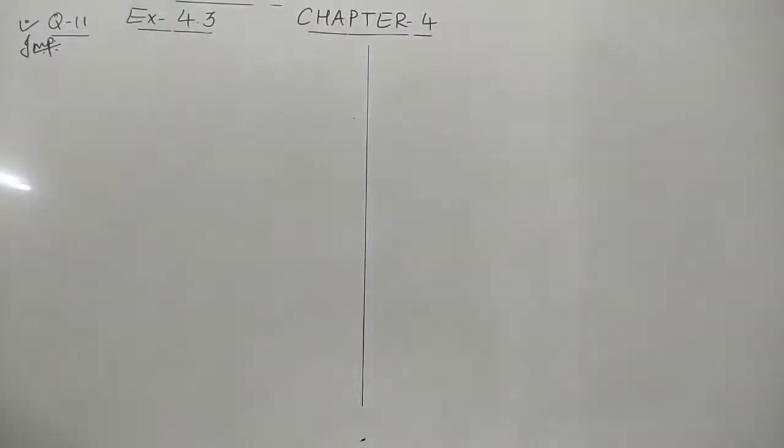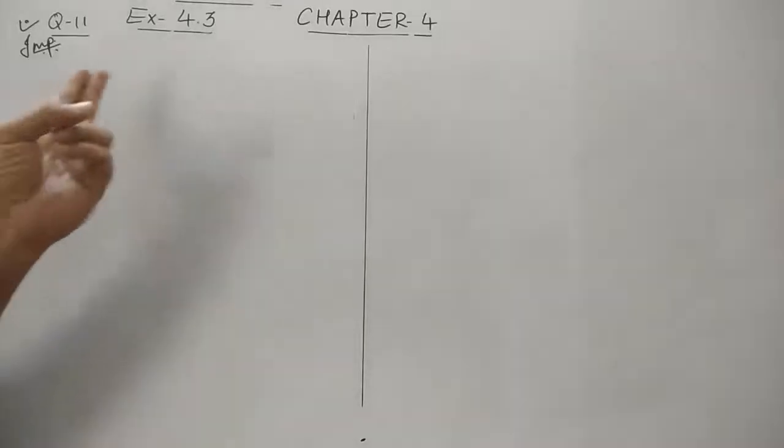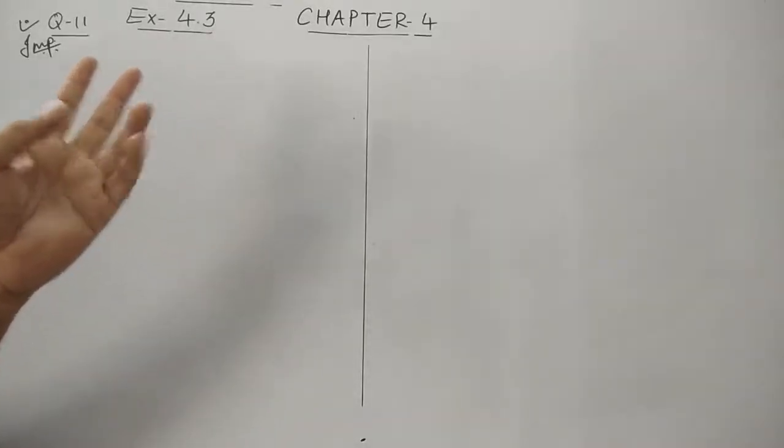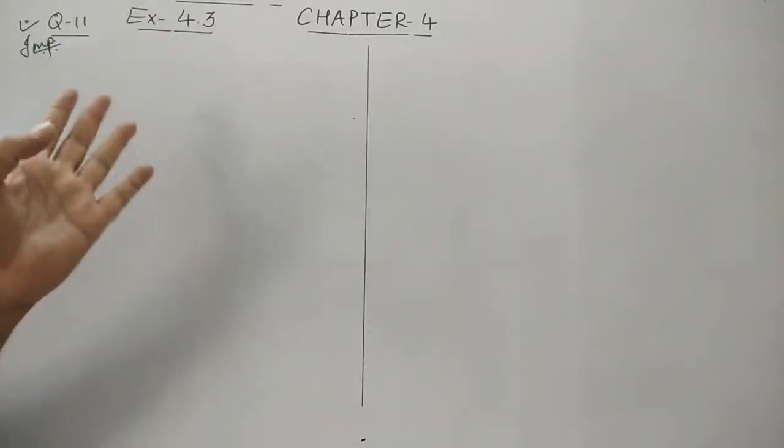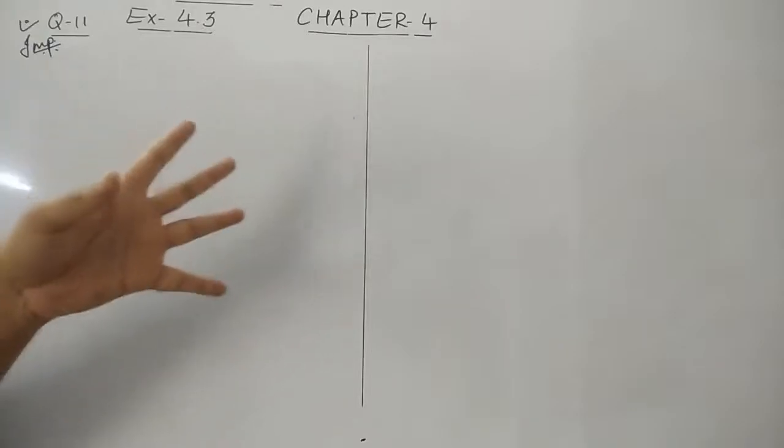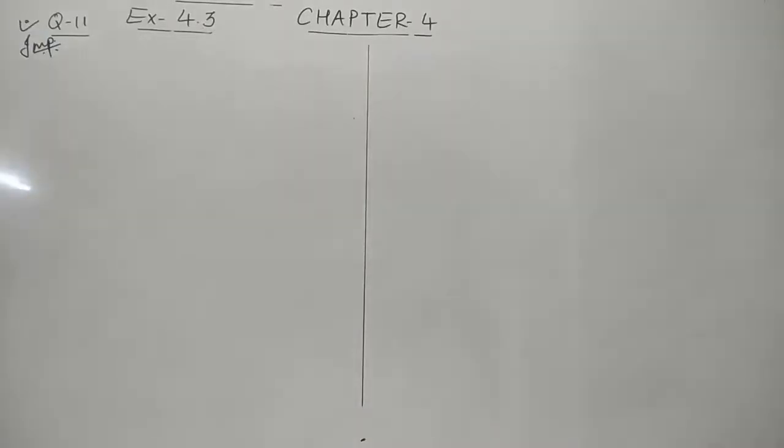Let's come to the last question of this exercise. And remember students, it is one of the most important questions of this exercise. The question is: given the sum of the areas of two squares is 468. If the difference of their perimeters is 24, find the sides of the two squares.